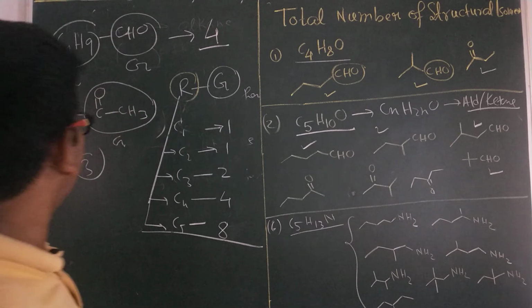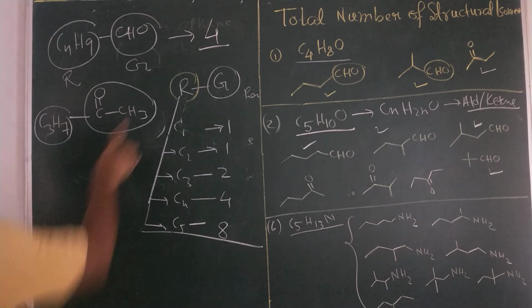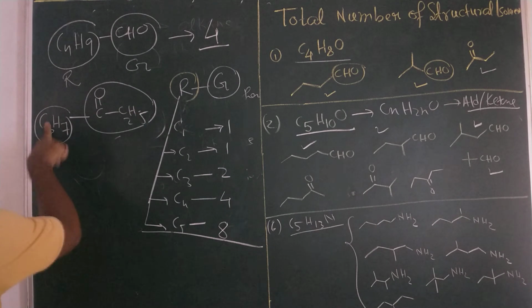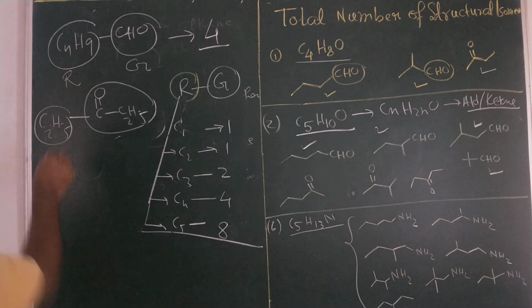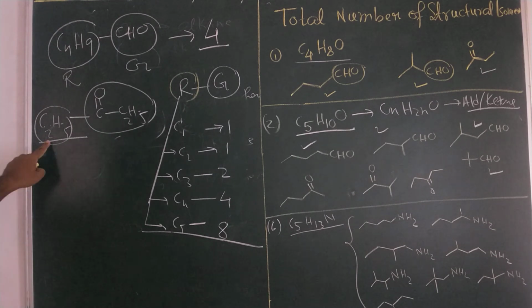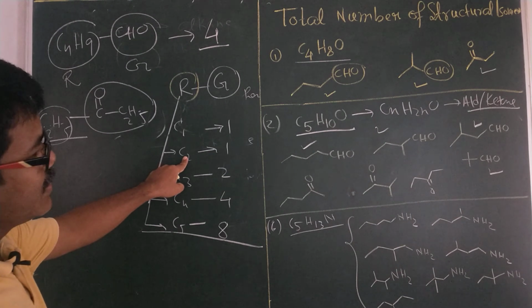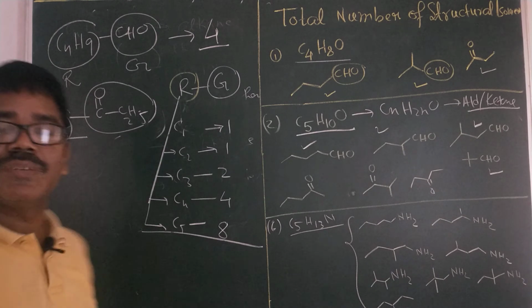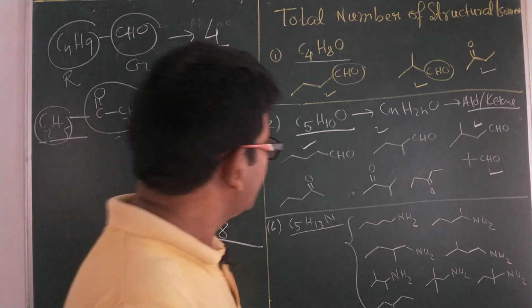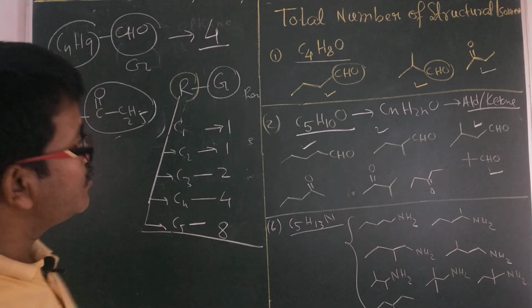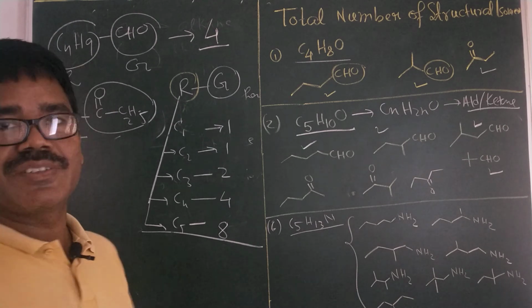Now you can think, if I take one more carbon on this side, like C2H5, then here also we have C2H5. With this group, how many isomers can we have? Only 1 isomer. Clear? This is how we can calculate the total number of isomers.